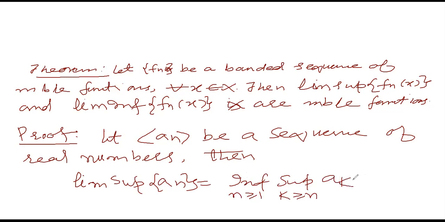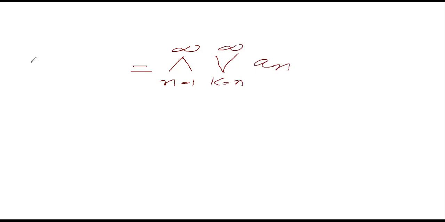Okay, so that's the definition of limit superior, and this can be written as the meet over n greater or equal to 1, which means n runs from 1 to infinity, and the supremum means the join over k greater or equal to n, which means k runs from n to infinity, of the sequence. So that's the limit superior of the sequence a_n.